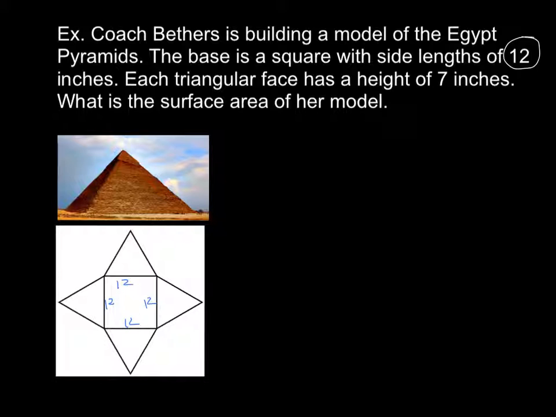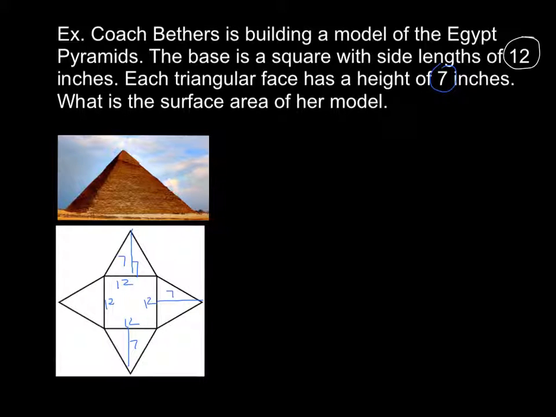Now I'm looking to see if it's going to tell me the height of the triangles. There we go. Show that it's the right angle. Let's read again. Coach Beathers is building a model of the Egypt pyramids. The base is a square with side lengths of 12 inches. Good. Each triangular face has a height of 7 inches. Perfect. That's exactly what I needed to know. So each of these triangles, the height is 7 inches.